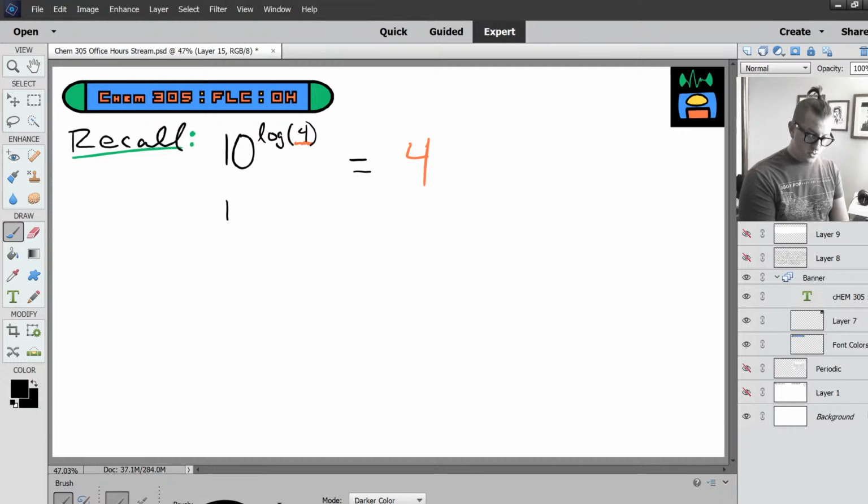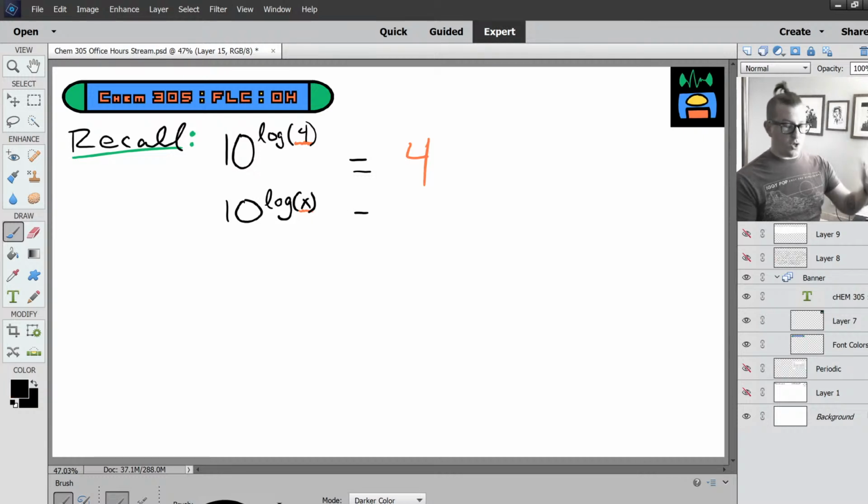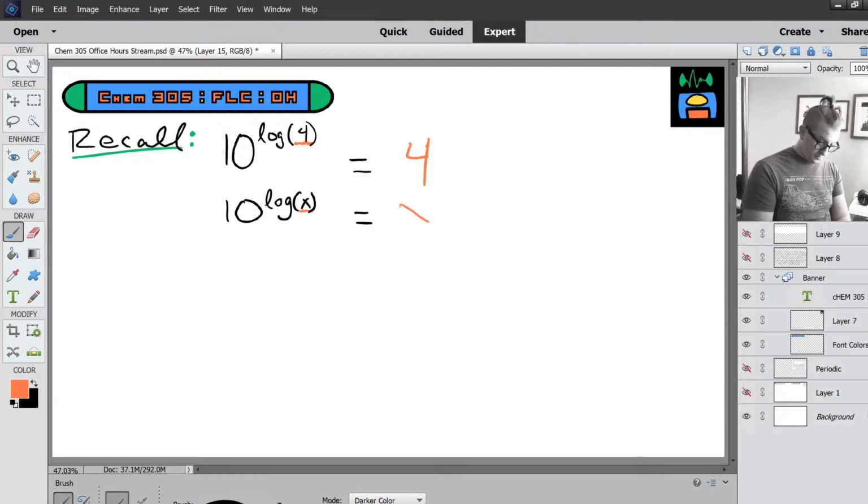Or 10 to the power of log x, because whatever this is in the argument, when you raise 10 to the power of log of that thing, it will equal that thing. Okay, so that's one thing we need to remember.